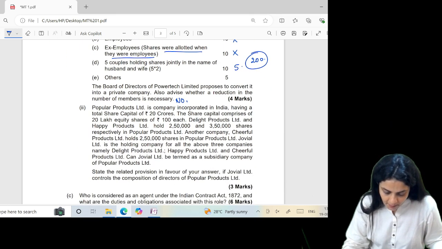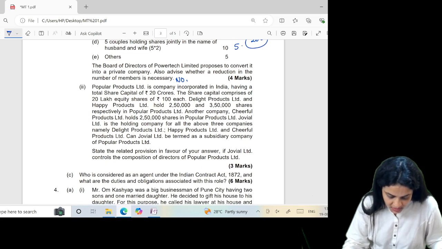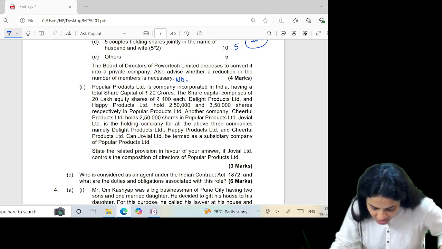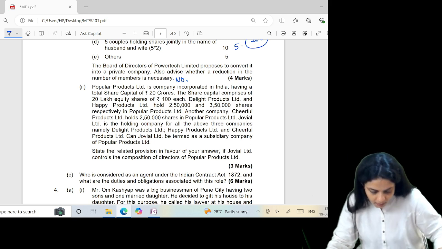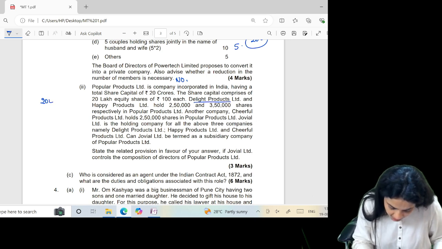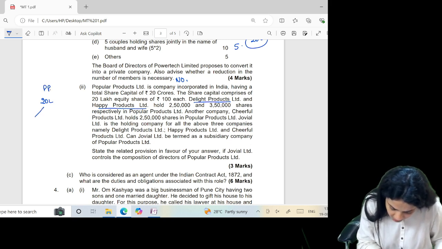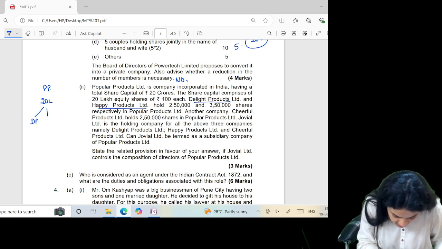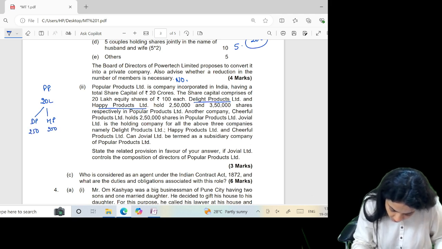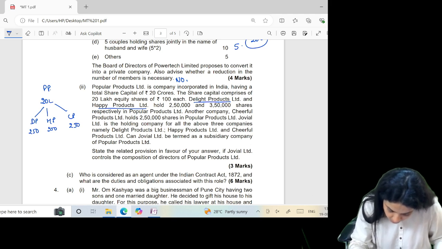Popular Products Limited is a company incorporated in India having a total share capital of 20 crores. The share capital comprises of 20 lakh equity shares of 100 each. Okay. The equity shares is 20 lakh. Delight Product Limited and Happy Product Limited hold, so this is Popular Product, Delight Product and Happy Product hold 2 lakh 50 and 3 lakh 50. Another company, Cheerful Product, holds 2 lakh 50 in Popular Product.